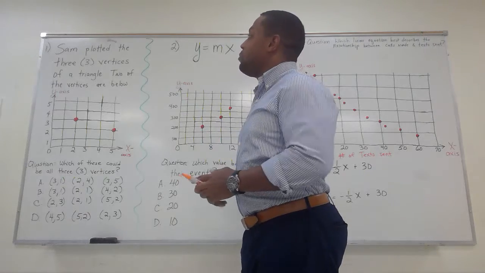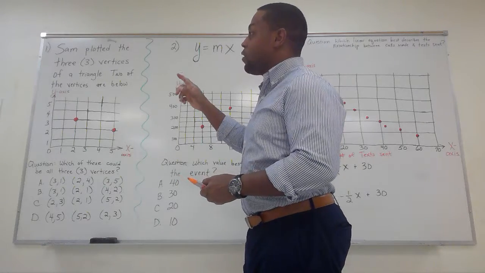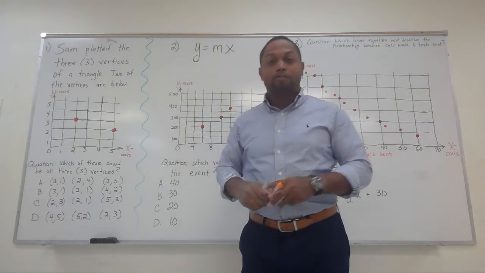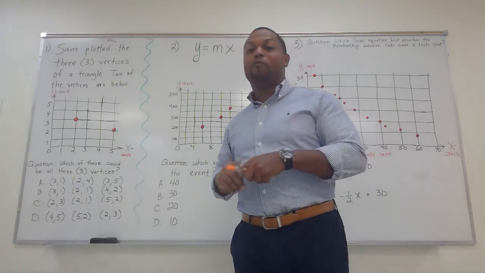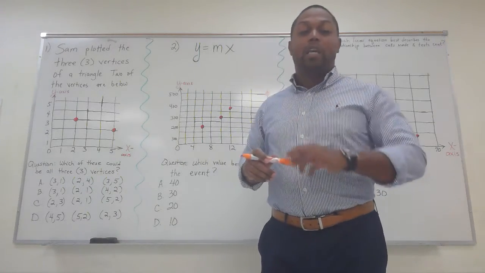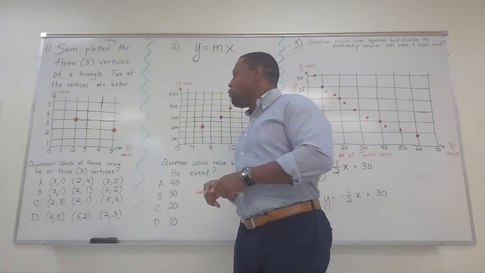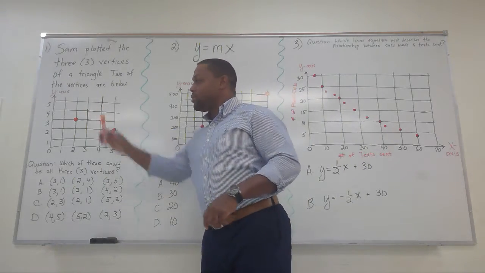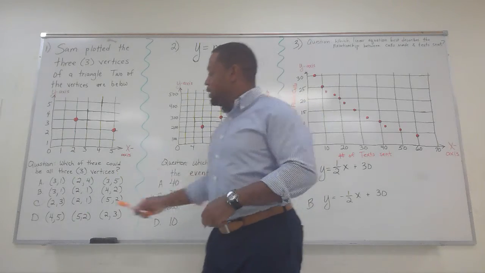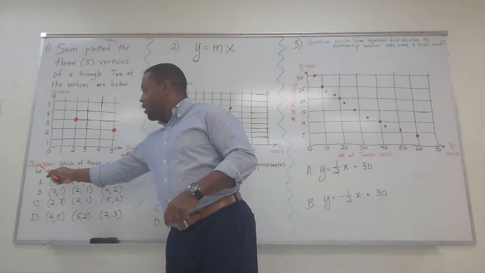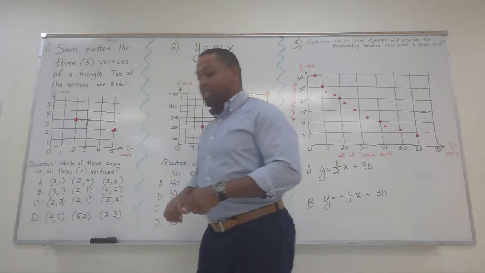The first one says Sam plotted the three vertices of a triangle. Two of the vertices are below. Also, in a separate video, we talked about how vertices are a common endpoint of two or more rays or line segments. All right, and we have two vertices right here. The question is, which of these could be all three vertices?